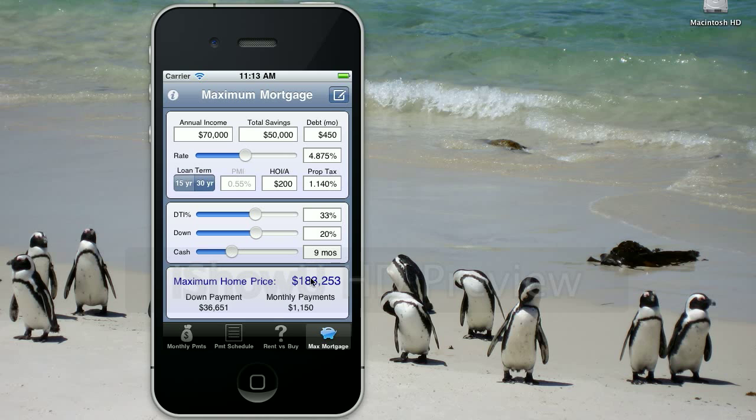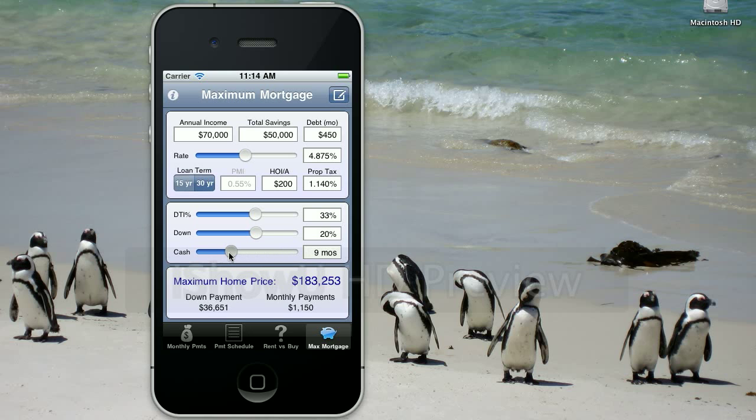And it's telling you under these conditions, the maximum home price you can have is $183,000. Your monthly payments will be $1,150, and your down payment will be $36,651. So you can see the down payment isn't quite your total savings, and that's exactly because of this cash reserve. Right? You can see as your cash reserve goes smaller, your down payments, the amount that you're actually putting down on the house changes.